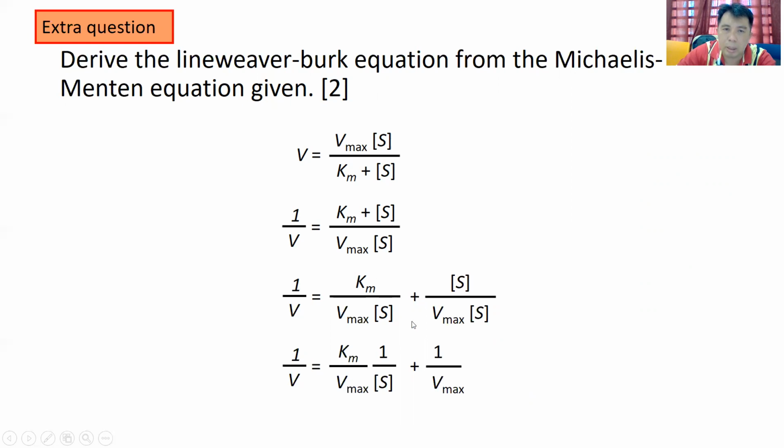Here we split it. Then after that, we can get this one. So you must make it become Y equals MX plus C. So this is in a linear form. So this is the Lineweaver-Burk equation.